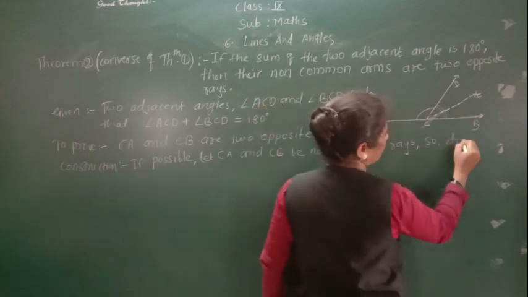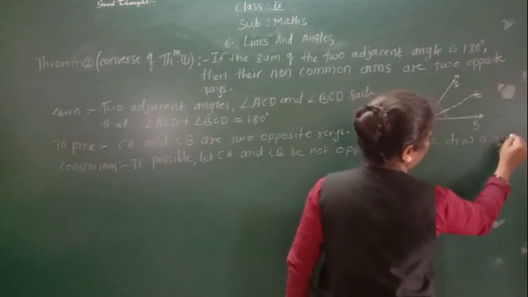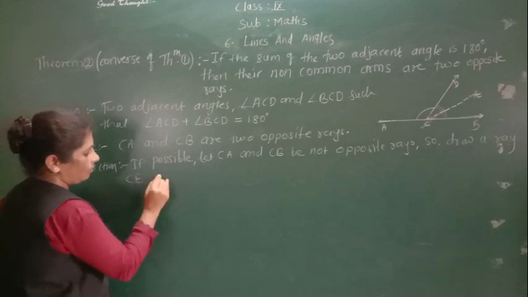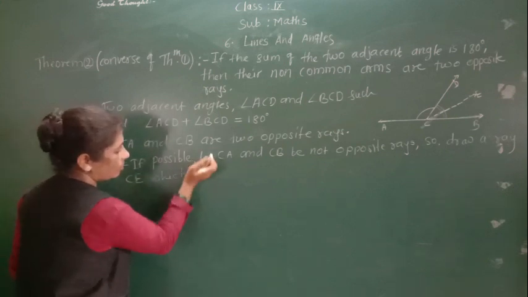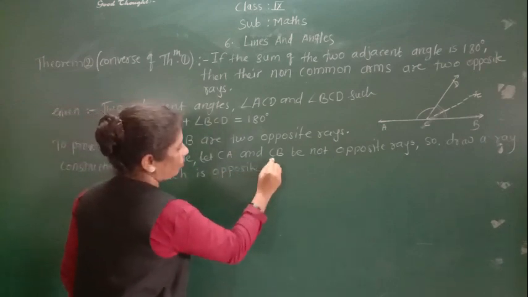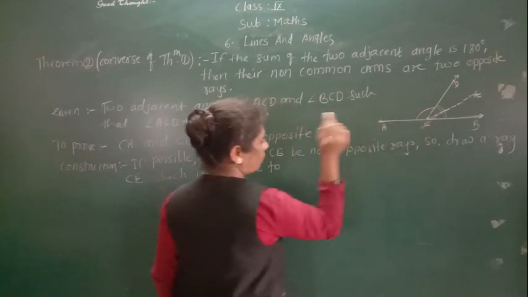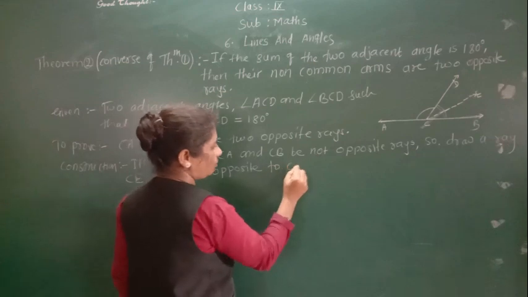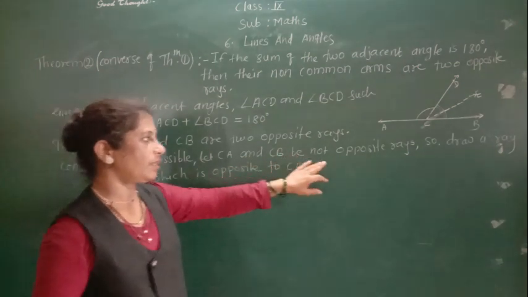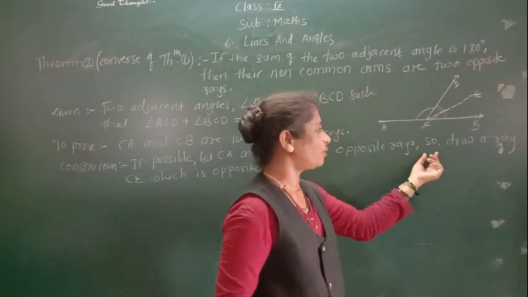Okay, so what will we do? Draw another ray, CE, which is opposite to CA. CE is opposite to CA. Understood, everyone? If possible, let CA and CB be not opposite rays, and for that we can do the construction.